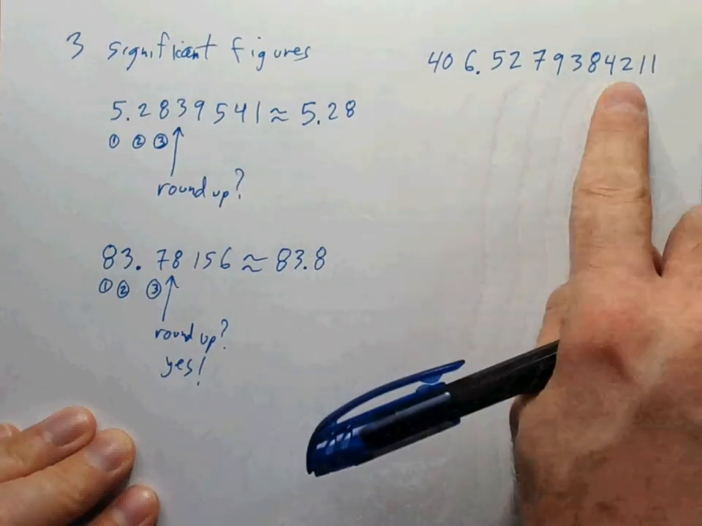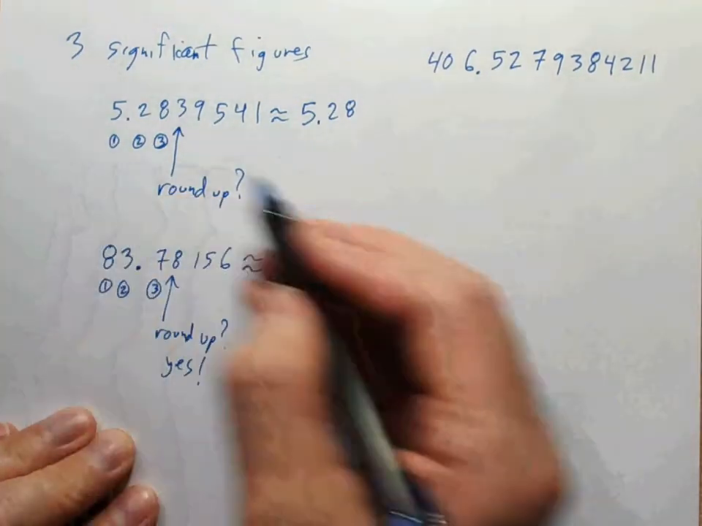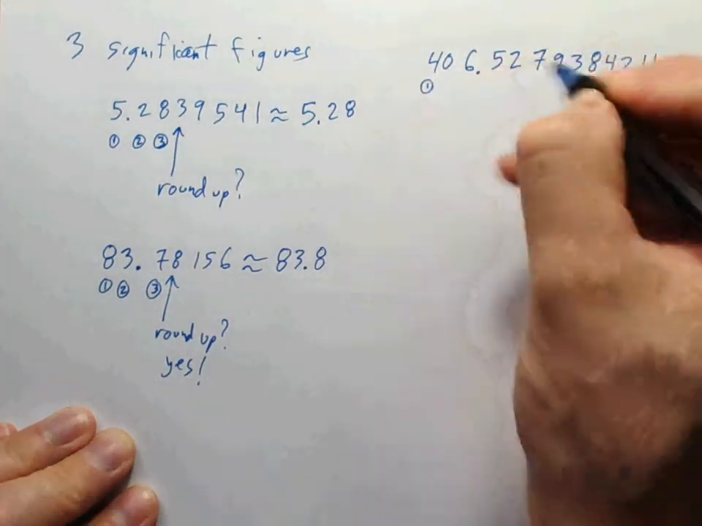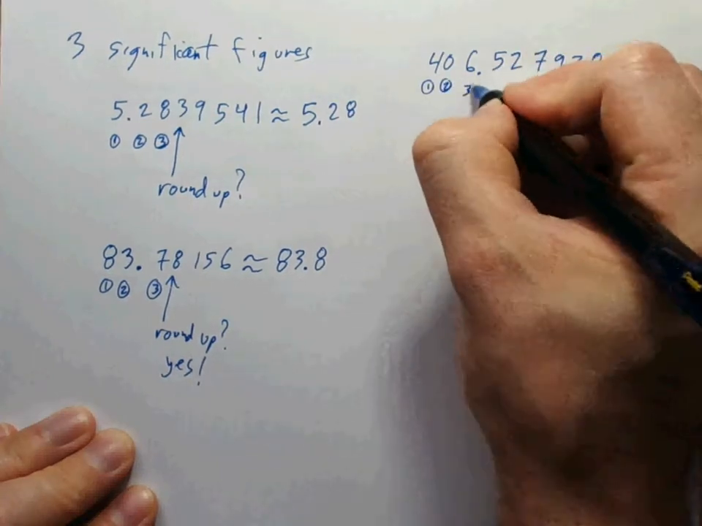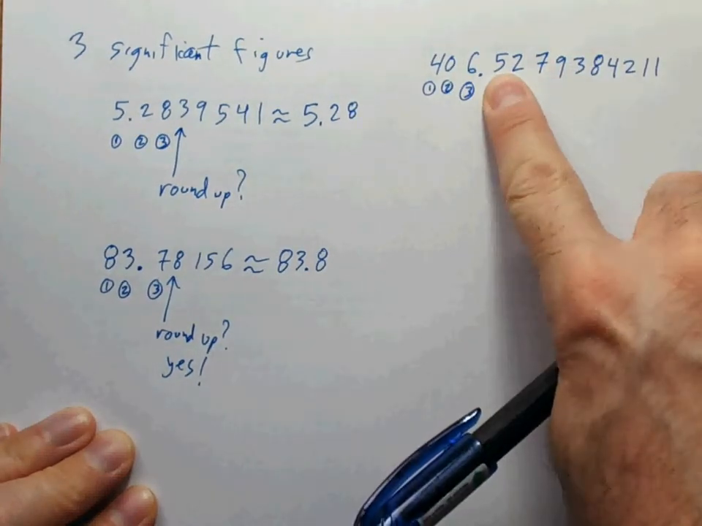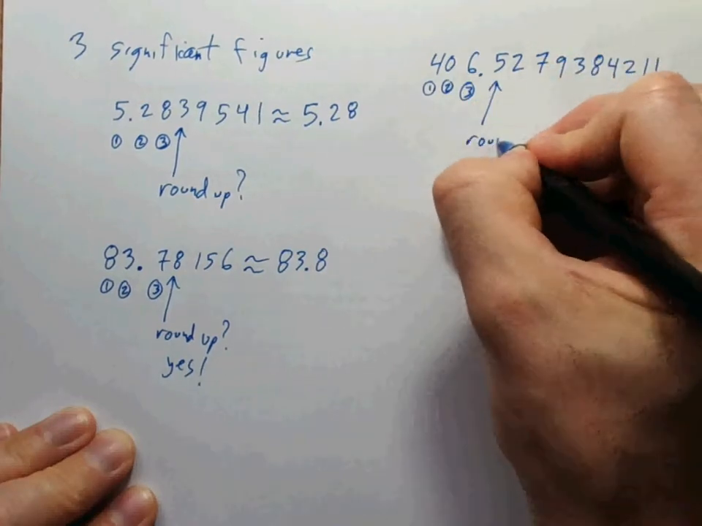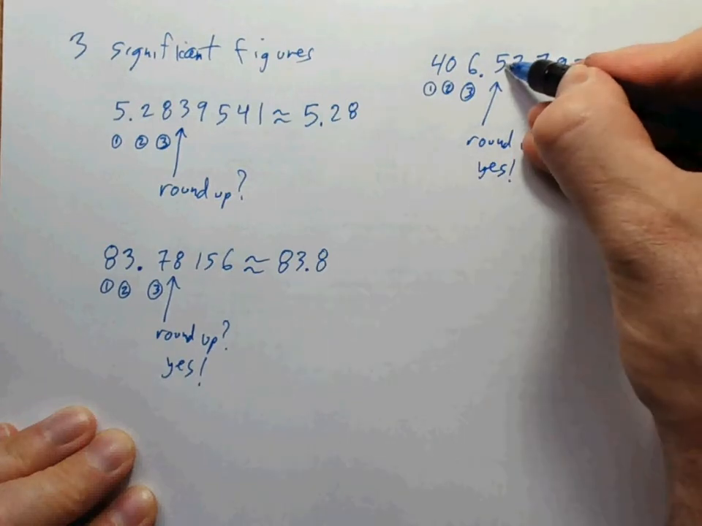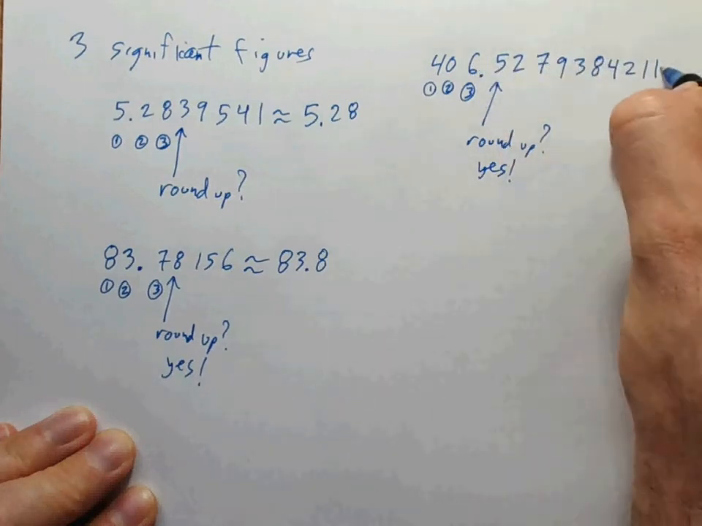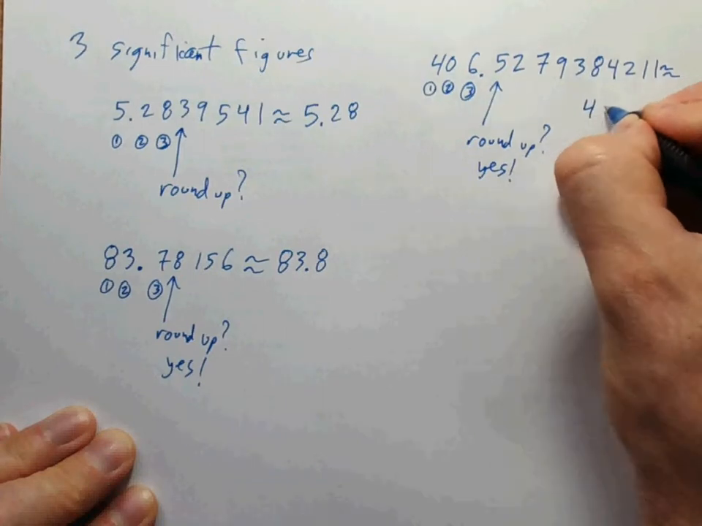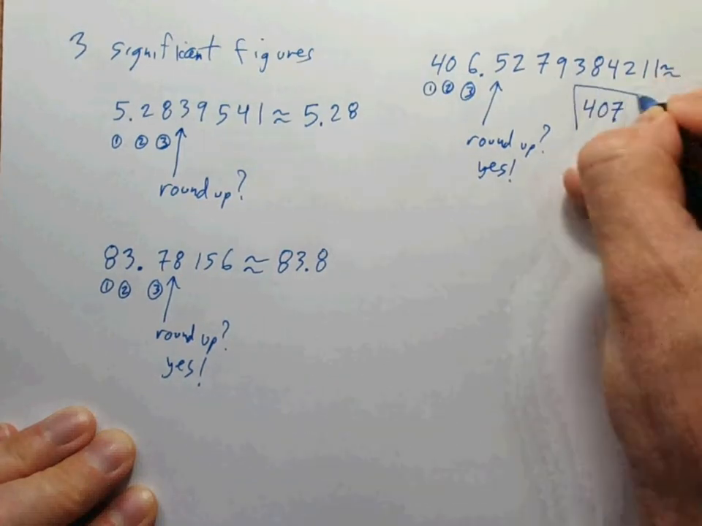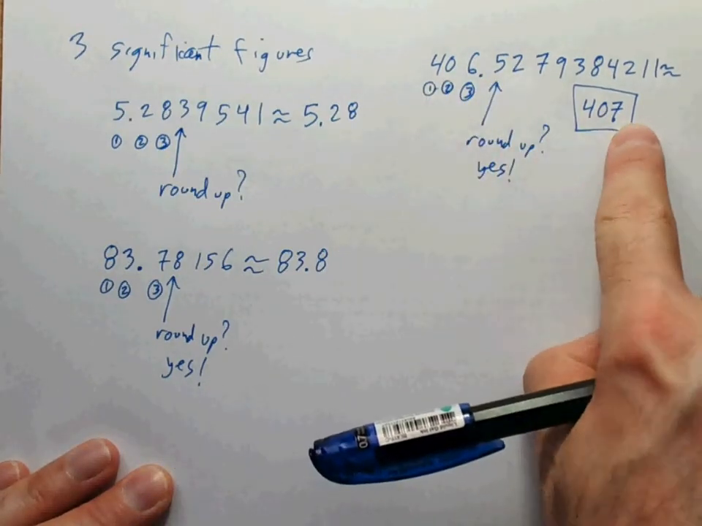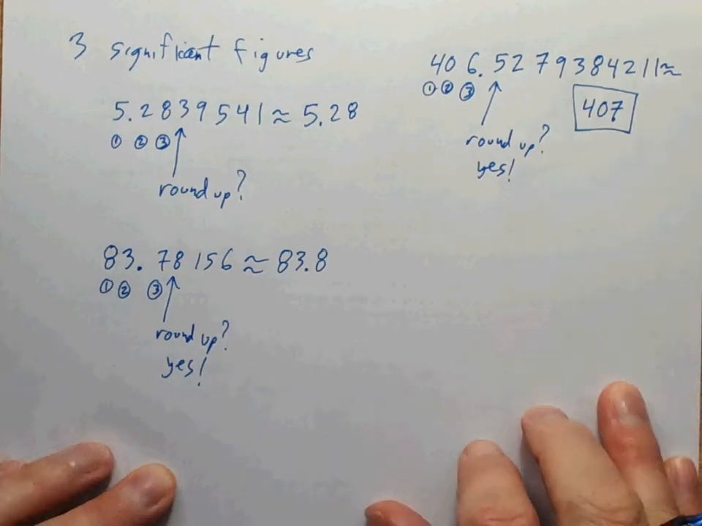Okay, so here I said that significant figures is the first non-zero, but 0 still can be significant. So, first significant figure, second significant figure, third significant figure, the fourth one. Is that 5 or more? Do we round up? Yes, we do. So this tells this one to round up. So this is approximately equal to 407. Okay, approximately equal to 407, and that's all I write. I don't write anything else because those are the 3 significant figures.